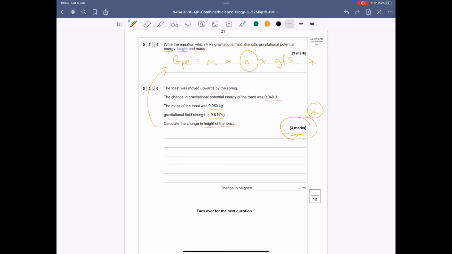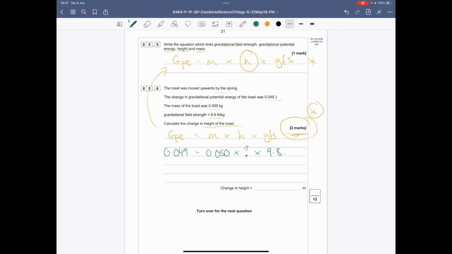So you can substitute in what you know already. If I just write it again, GPE is mass times height times gravitational field strength. And that's the way you should learn it. You've been told your GPE is 0.049 joules. Your mass is 0.050, your height is your unknown, and your gravitational field strength is 9.8.